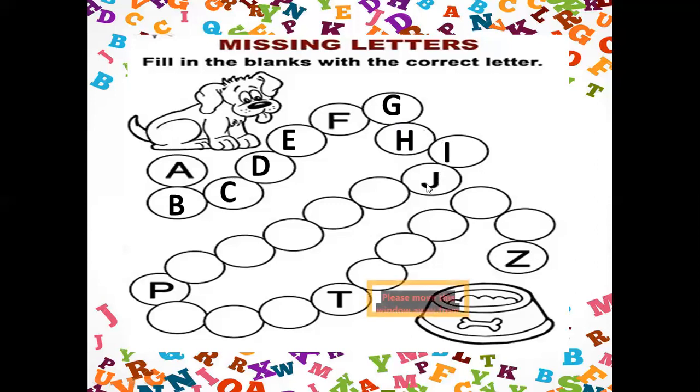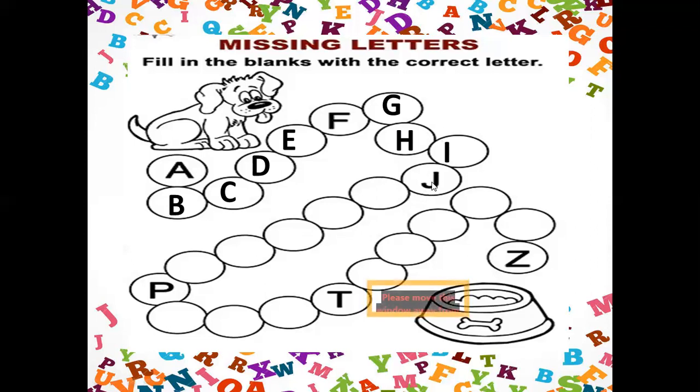Okay. Now again we have missing letters between J and P. How many letters are missing this time? One, two, three, four, five. We have a total of five missing letters. So let's fill them in one by one correctly.